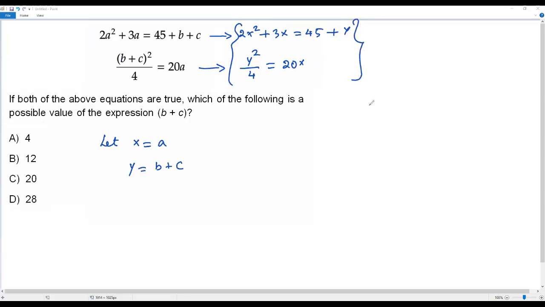In my next step, I have to go to the Desmos graphing calculator and give these two equations as input to get their graphs. Once I get the graphs, I have to look at the point of intersection of the two graphs, and specifically at the y coordinate, which gives the value of y, and also that's the value of b + c. Okay, now let's go to the Desmos graphing calculator.